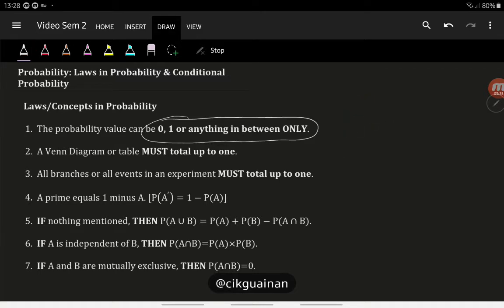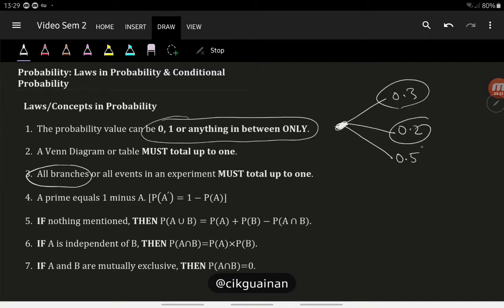Now next, all branches or all events in an experiment must total up to 1. This is in the concept of a tree diagram. Let's say this one is 0.3, this is 0.2, so this one must be 0.5. Why? Because these 3 branches are coming from 1 point, so the total must add up to 1.